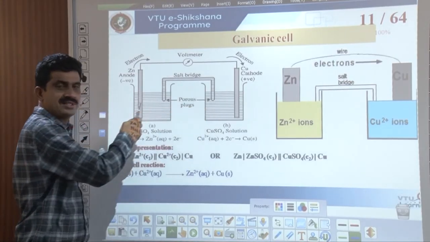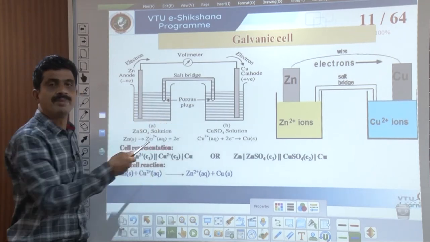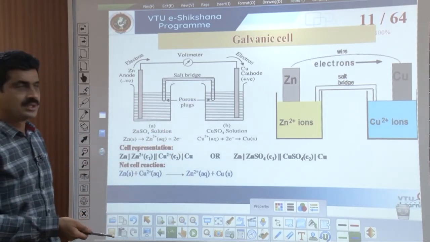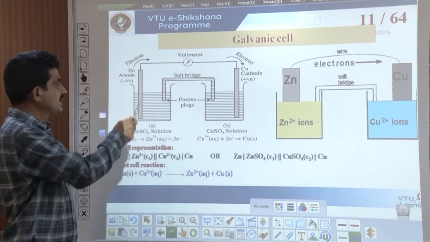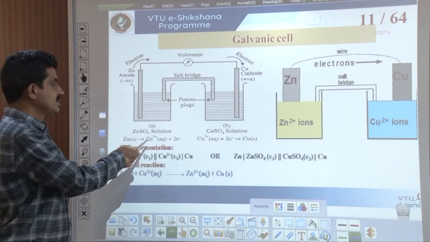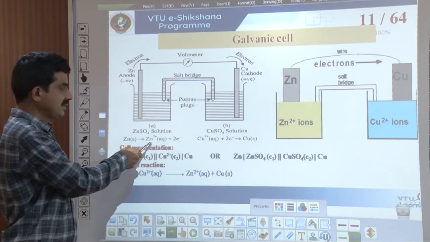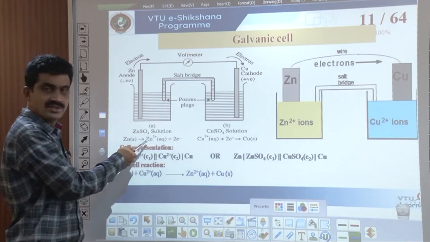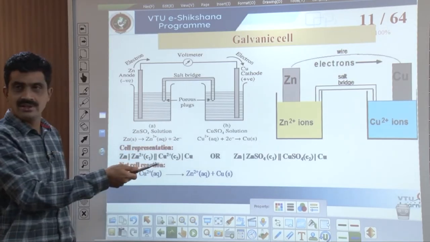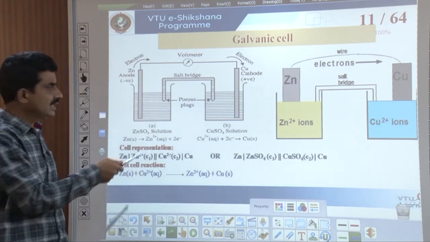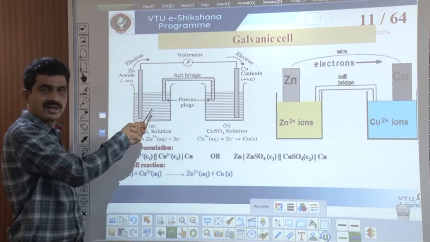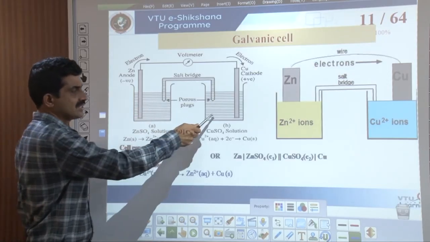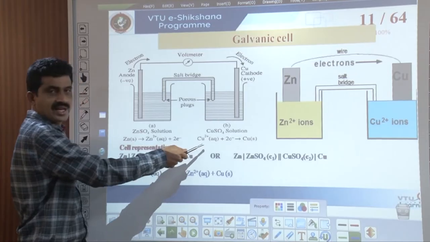So two different metals are dipped in solutions containing their own ions, zinc rod in zinc sulfate and copper rod in copper sulfate solution. When these two are connected, zinc starts to dissolve, and these are the products, Zn2+. Zinc undergoes oxidation. Zinc gets oxidized to Zn2+ with the release of electrons. So electrons are released into the solution. This solution becomes richer with Zn2+ ions. The concentration of Zn2+ increases in this compartment.